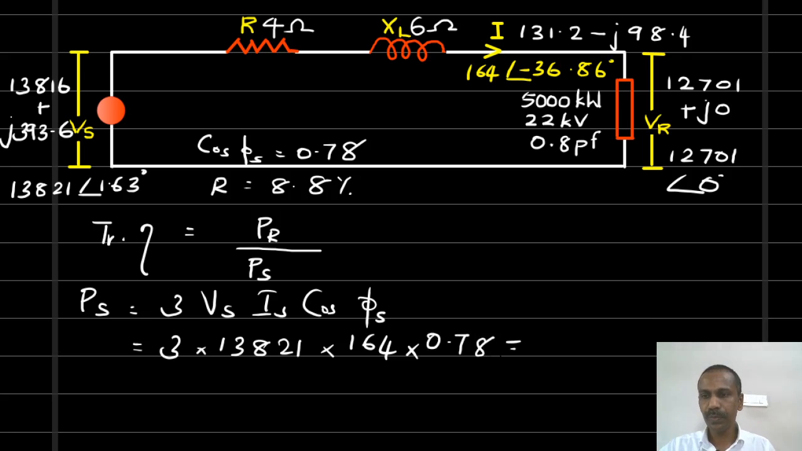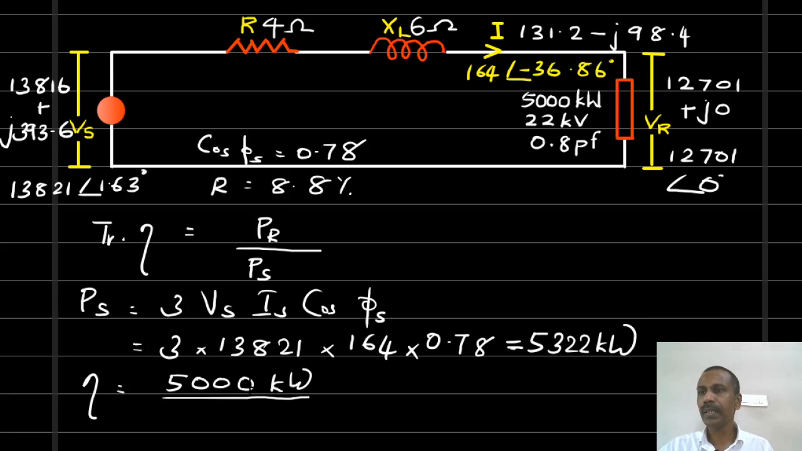This is equal to 5322 kilowatts. The transmission efficiency equals the receiving end power, it is the load power, 5000 kilowatt divided by the sending end power, which is equal to 5322 kilowatt. So this is equal to 93.9%. This is the transmission efficiency.